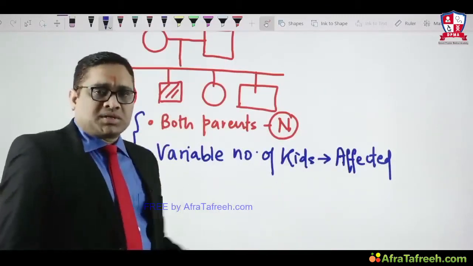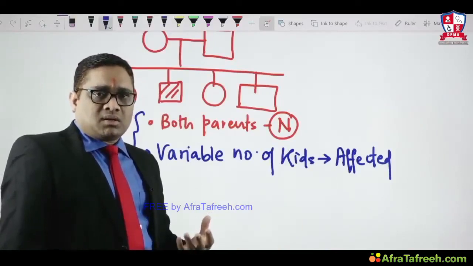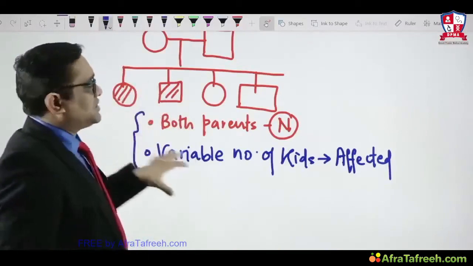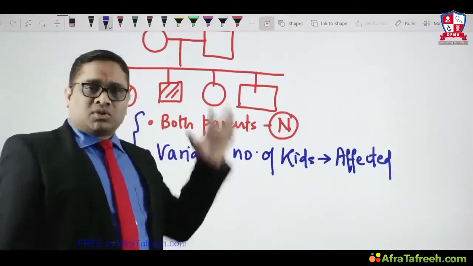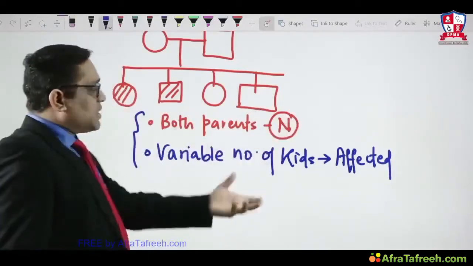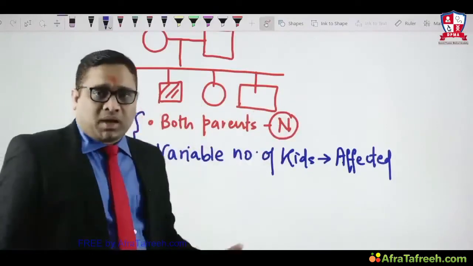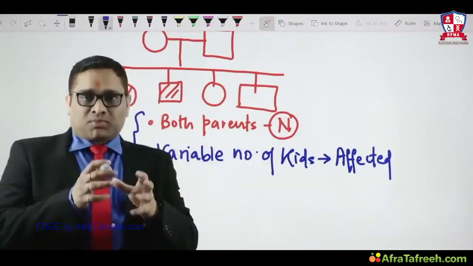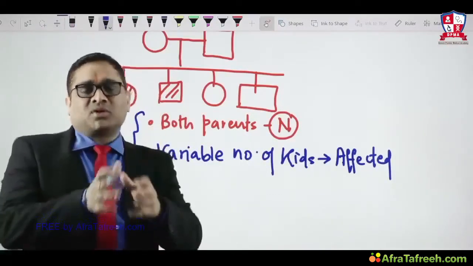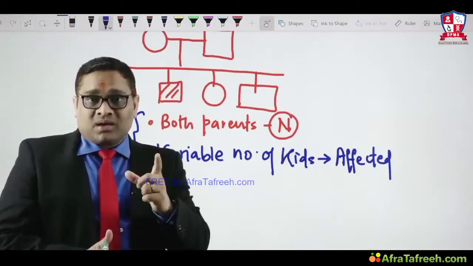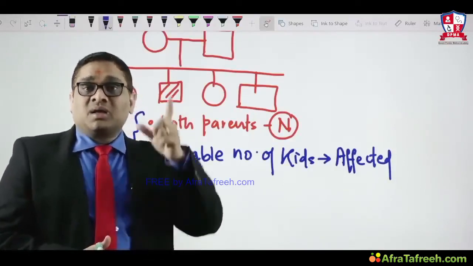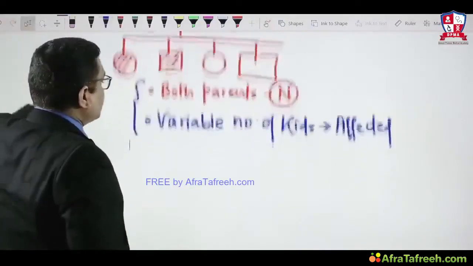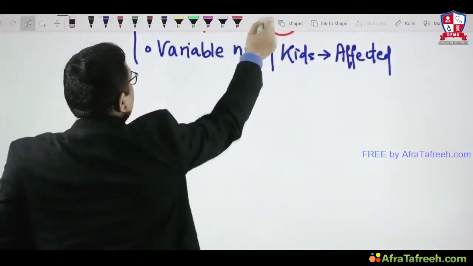So what could be the reason? Is it a classic inheritance or unclassic inheritance? That is the important question, right? So it is not a classic inheritance. You can see they are not following Mendel's law. Both the parents are normal and a variable number of kids are affected. So why is it happening? Kids are affected but parents are normal, because probably the mutation is in the gametes of the parents. So here this pattern is because of mutation in the gametes of the parent.